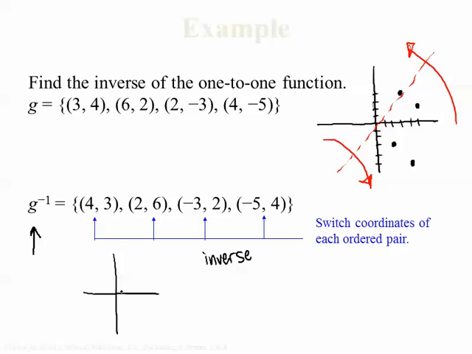So now you're going to get 1, 2, 3, 4, 1, 2, 3, 1, 2, 3, 4, 5, 6, 1, 2, 6, negative 1, 2, 3, up 2. See where this one went right here? Went up here. And then negative 5, 4. Kind of weird, huh?